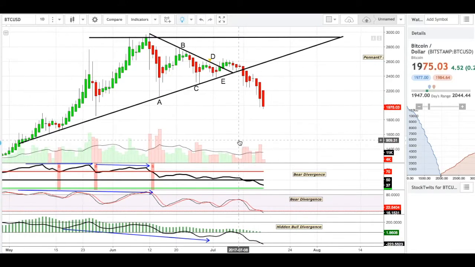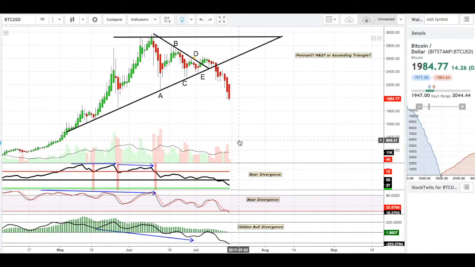I can easily see three different patterns right here, and I labeled them, and they're actually in my video from 2 weeks ago if you want to fact check me, but I saw a pennant, a head and shoulders, and an ascending triangle. The ascending triangle right here, the pennant right here, and what's interesting about the pennant is that we broke out from it bullishly.